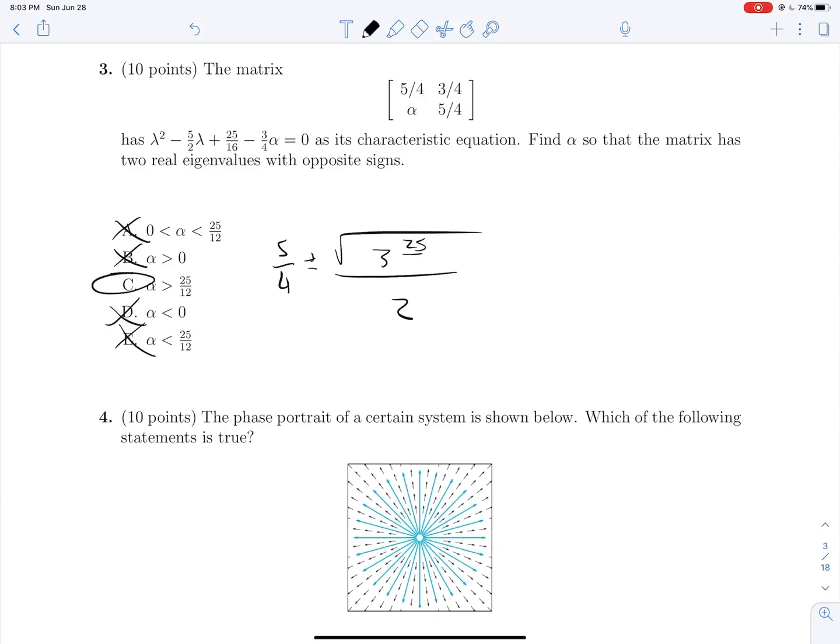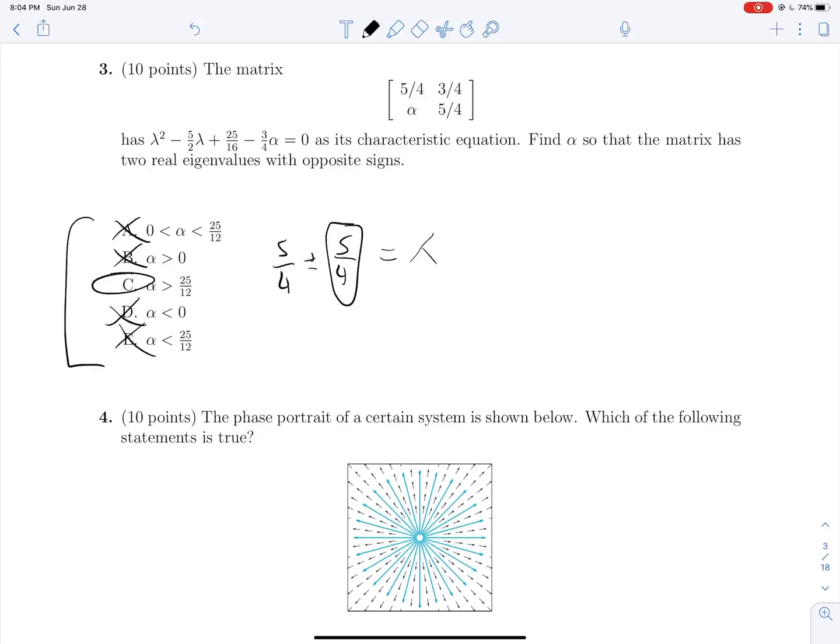So 25 over 12. This becomes 25 over 4, right? Yeah, okay. So then this becomes 5 over 2, which is 5 over 4. And if alpha is any bigger than that, then this guy will be slightly bigger than 5 over 4. And when it is, we're going to get a positive eigenvalue and a negative eigenvalue if these are both our lambdas. Okay, I don't really like that explanation that I just gave. I hope that makes sense.